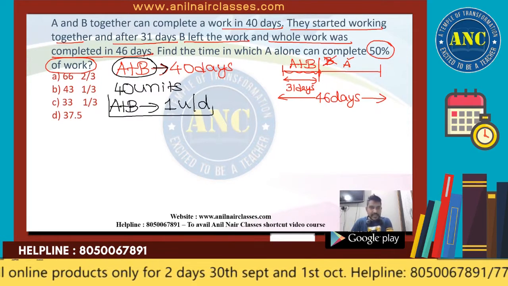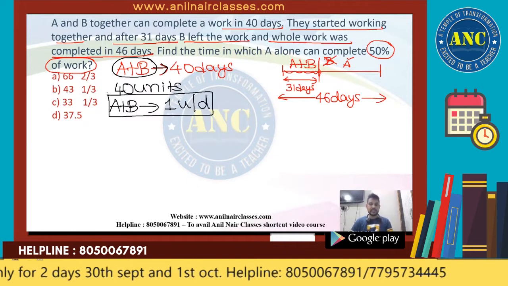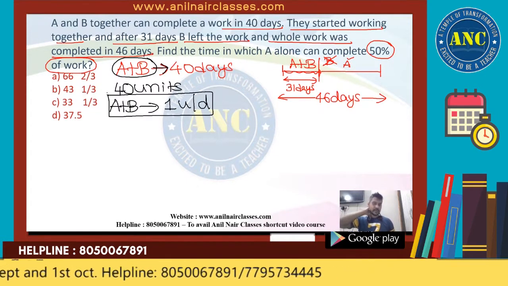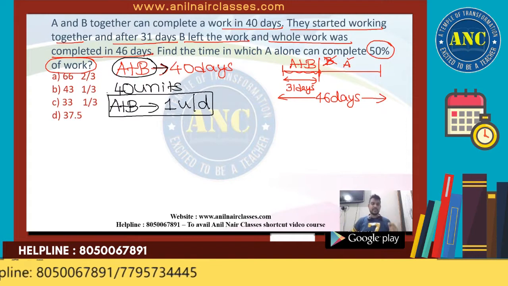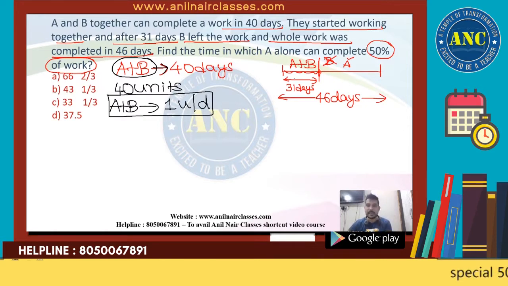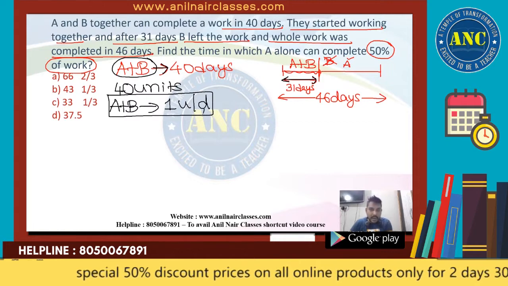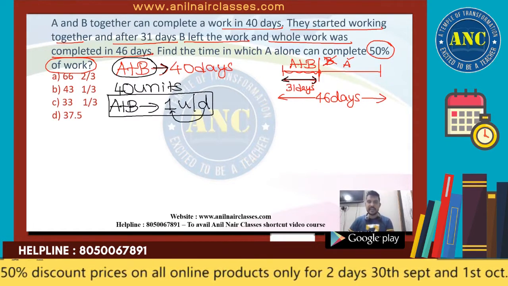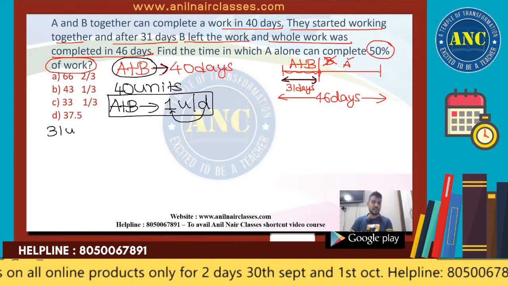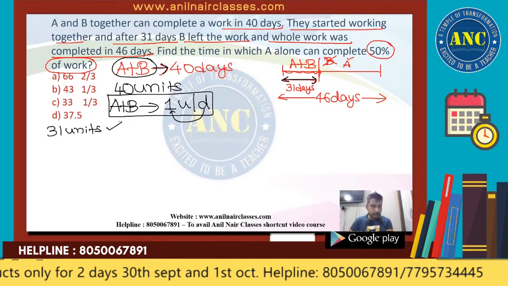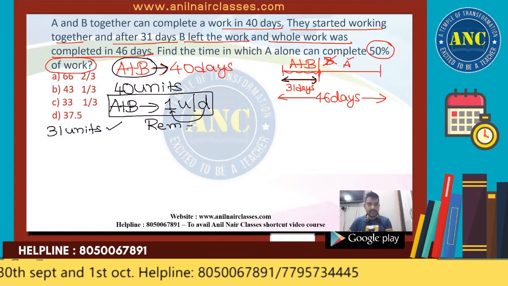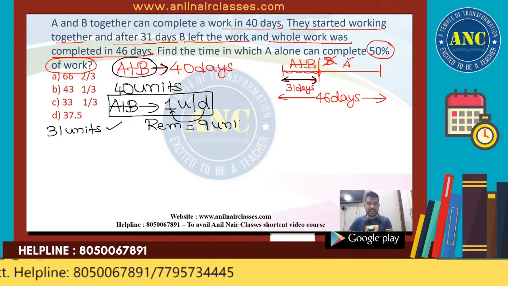So that means the capacity of both A and B working together is 1 unit per day. Both A and B, if they are working together, they will distribute 1 chocolate per day together. Please remember, it is together. And it is clearly given that first 31 days they have worked together. So in 1 day they will distribute 1 chocolate. In 31 days they will distribute how much? 31 chocolates. So 31 chocolates are completed. Out of 40, 31 is completed. Remaining is 9 chocolates.